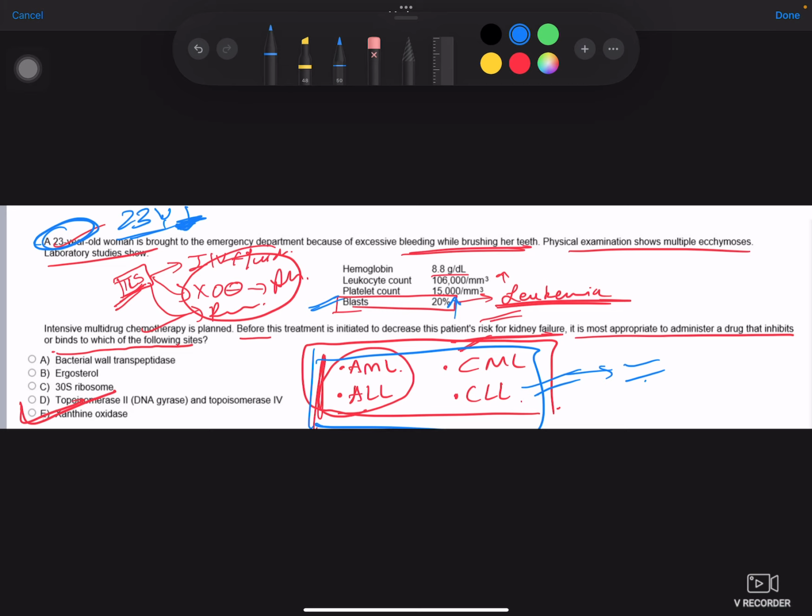But this is classically tumor lysis syndrome, where we give these three things. Main is IV fluid, xanthine oxidase inhibitors, and rasburicase. Okay, next.